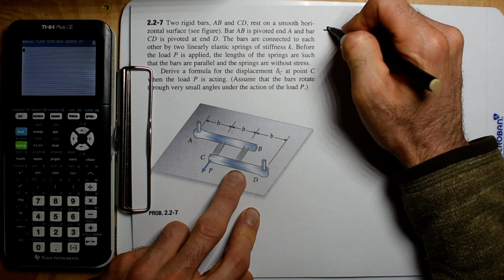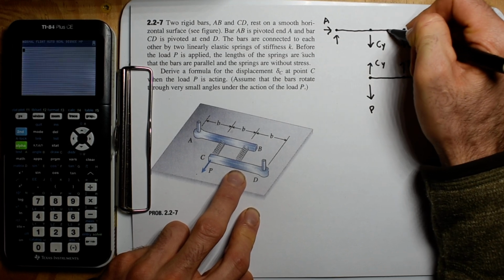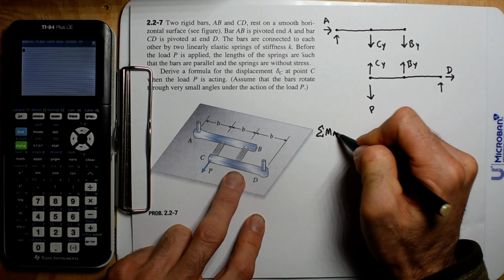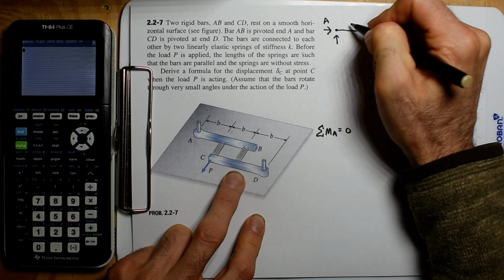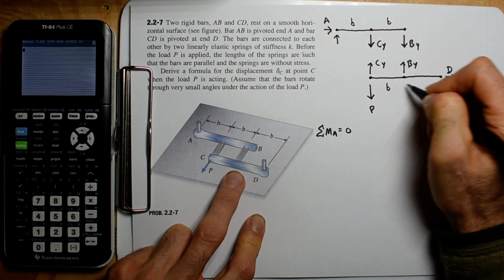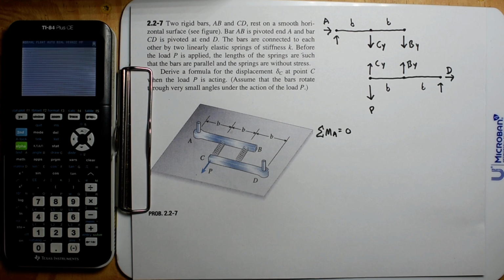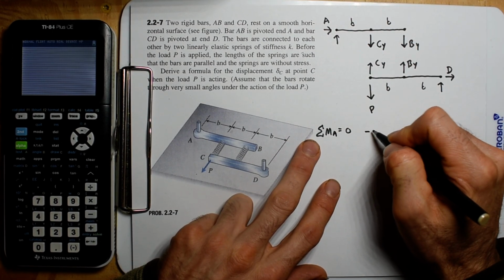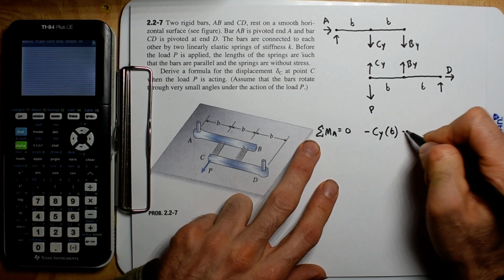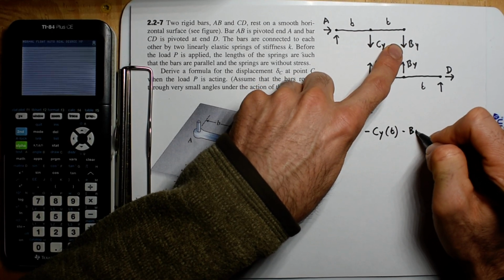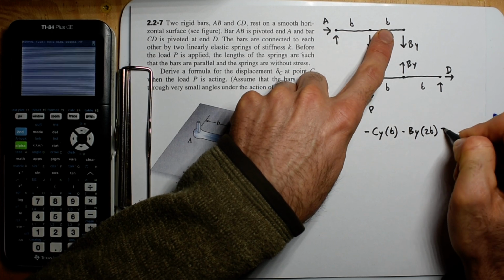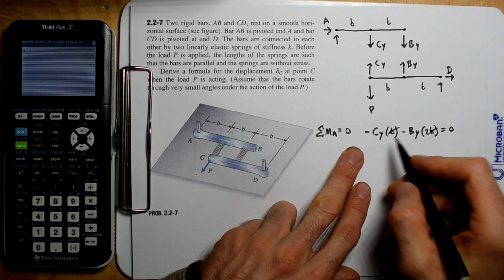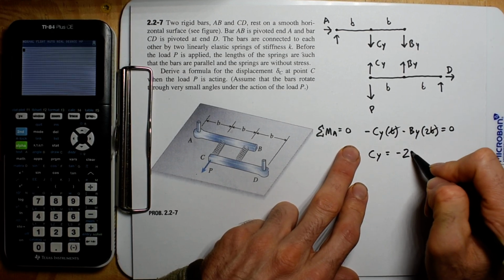We really don't need to know the reaction at D and A because that's where we're going to sum our moments. So our first equation: the sum of the moments at A is 0. Let's do that. These distances are b. So we're going to go negative Cy times b, minus By times twice the distance, 2b, and that's going to equal 0. Now we're going to solve for Cy. We can factor out a b and bring Cy to the other side. So we get Cy is negative 2By.